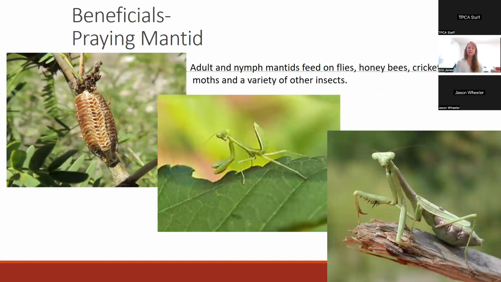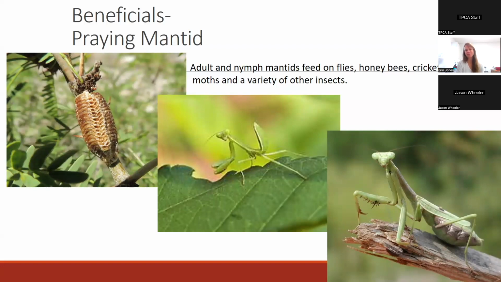So here we have the praying mantis. If you have praying mantis, it's pretty cool to have them. I always think they're fun to watch. This is actually what the egg case looks like. Sometimes people will bring me those and they'll say, I found this weird thing outside that I don't know what it is. And it'll be an egg case from a praying mantis.